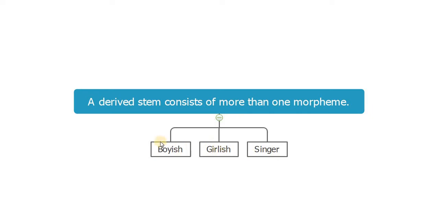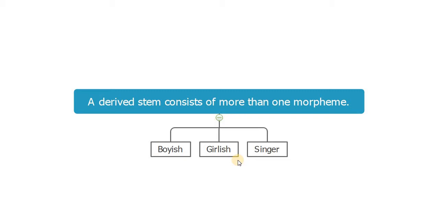In boyish, there are two morphemes, boy and ish. In girlish, there are two morphemes, girl and ish. In singer, there are two morphemes, sing and er. So, to these stems, another affix can be attached, like boyishly or girlishly.